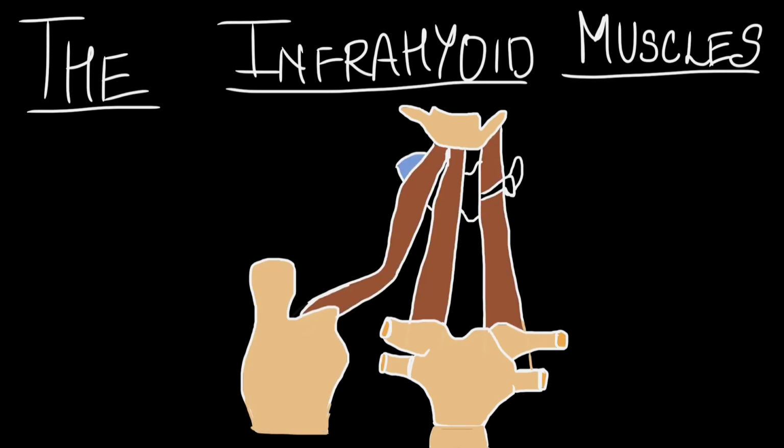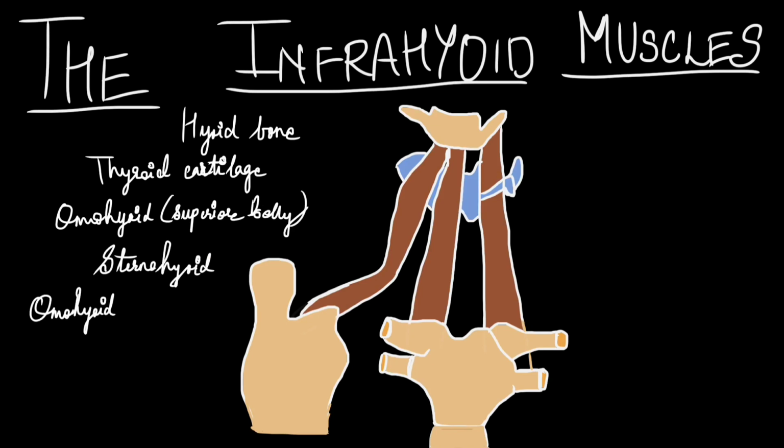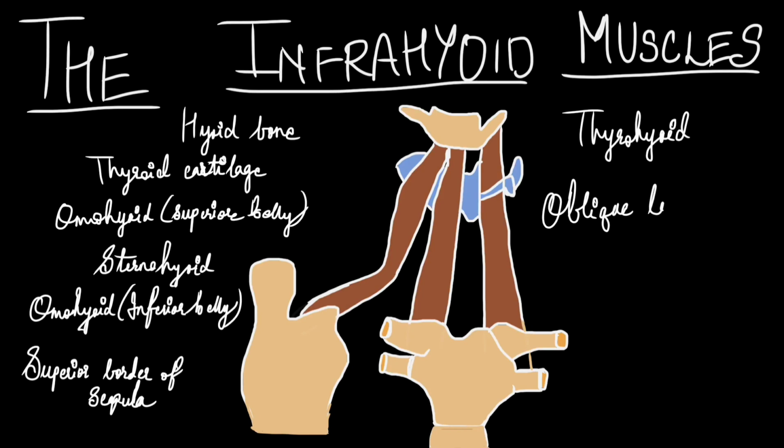Omohyoid. It has an inferior belly, a common tendon and a superior belly. It arises by the inferior belly and is inserted through the superior belly. Proximal attachment. Upper border of scapula near the suprascapular notch. Adjoining part of suprascapular ligament. Distal attachment. Lower border of body of hyoid bone lateral to the sternohyoid.